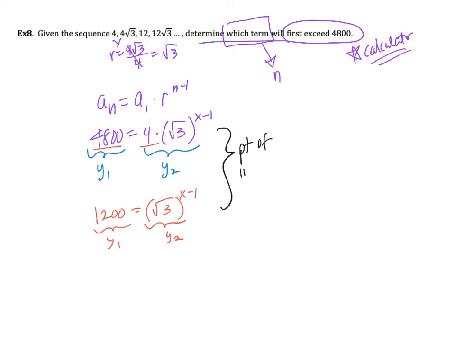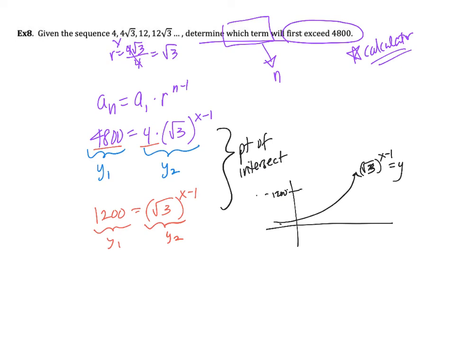You're looking for your point of intersection, right? So when will 4,800 intersect with 4 times √3 to the x minus 1 power? Or when will 1,200 intersect with √3 to the x minus 1 power? So we have one graph coming up like this. That's √3 to the x minus 1 power. And then we have another graph coming across at 1,200. So this was your point. You should have gotten around 13.907 and 1,200. And that, of course, is not actually the answer.